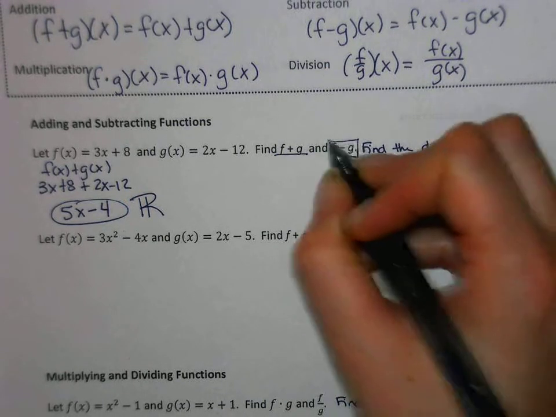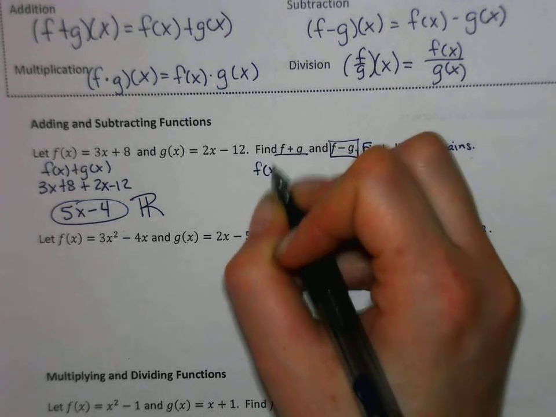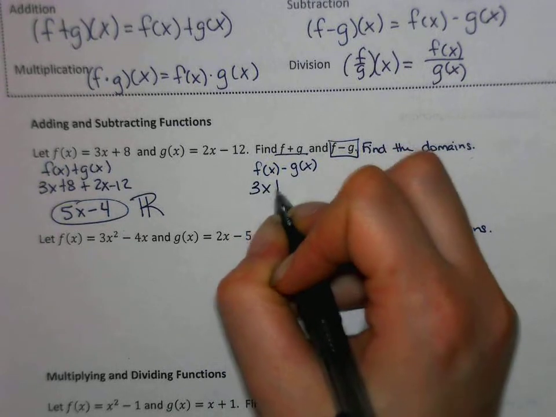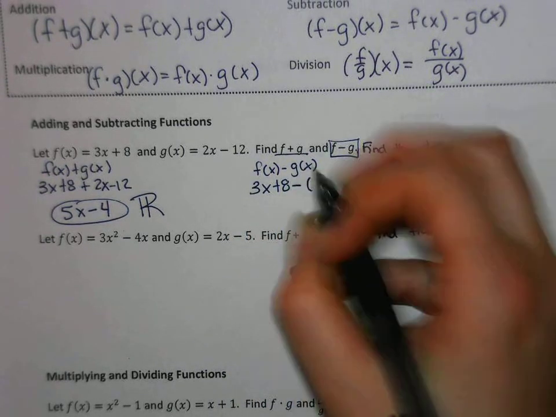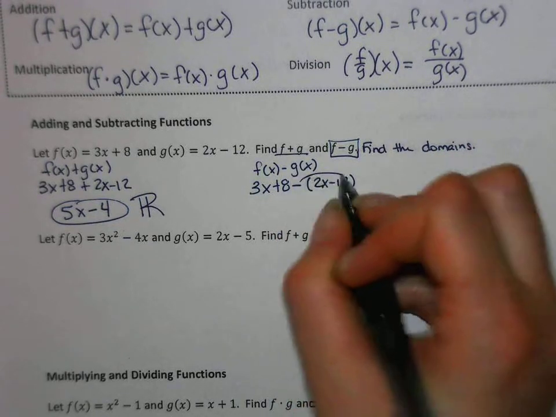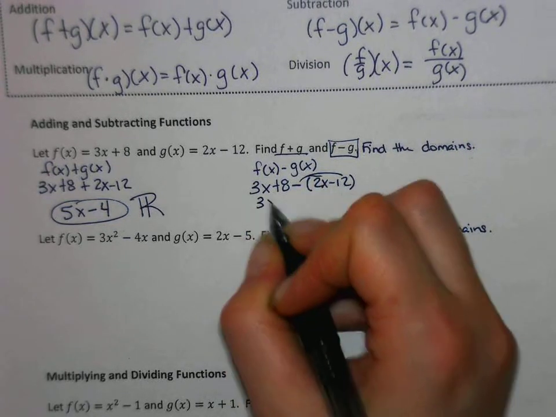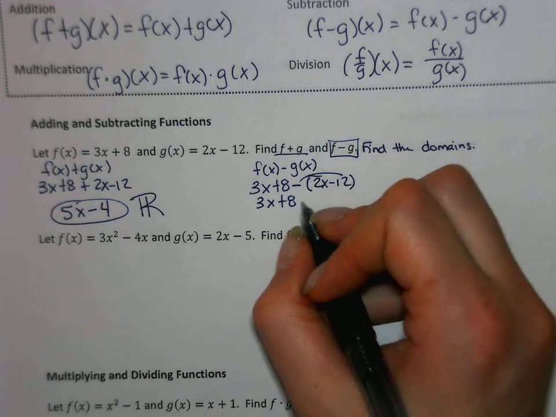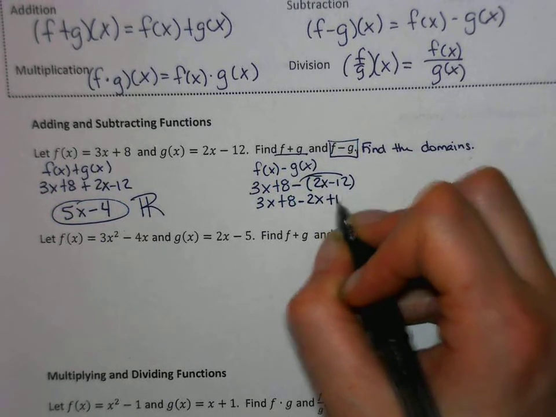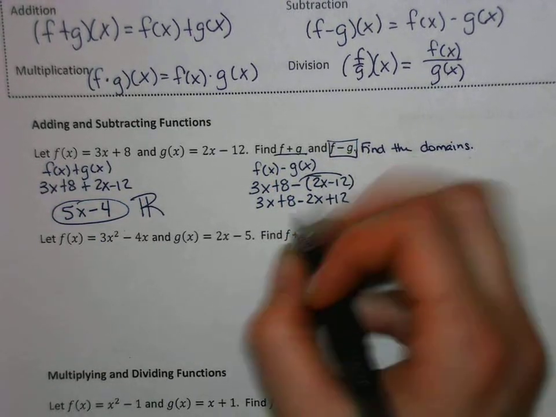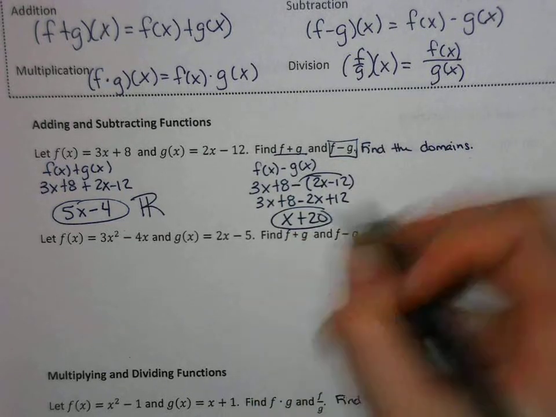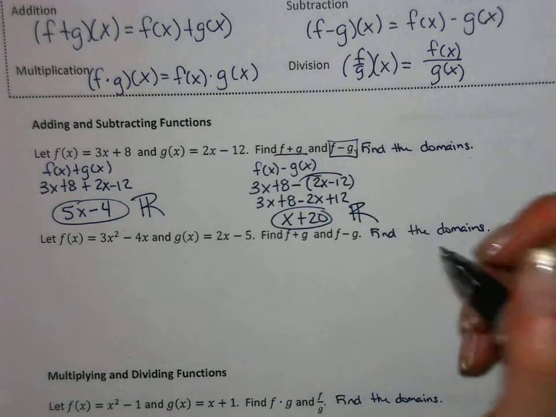So let's take a look at subtraction. So it would be f of x minus g of x. F of x, 3x plus 8. We're subtracting the quantity of 2x minus 12. So when we distribute our negative 1, we end up with 3x plus 8. Negative 1 times 2x is a negative 2x. Negative 1 times a negative 12 is a positive 12. So combining like terms, we end up with 1x plus 20. And our domain is all real numbers.